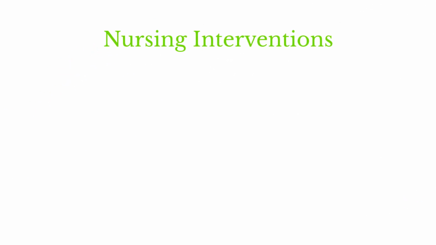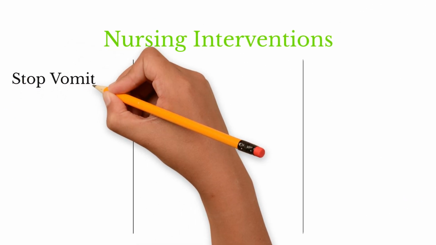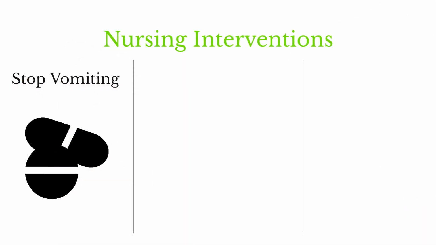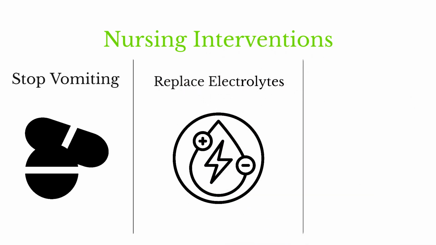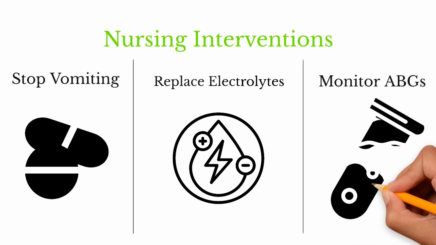As nurses, we try to stop vomiting by giving antiemetics like Zofran. We can also replace electrolytes, especially potassium. Then we monitor the ABGs.